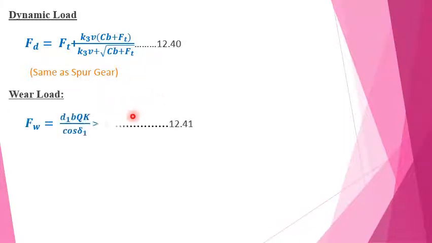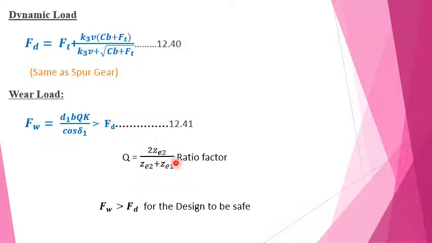Next, for wear load, we have the equation number 12.41 for the bevel gear given by Fw is equal to d1 bqk divided by cos delta 1, and this quantity should be greater than or equal to Ft, where Ft is the dynamic load. Here Q is given by the equation 2Ze2 divided by Ze2 plus Ze1, or the ratio factor. And for the design to be safe, always the wear load should be greater than the dynamic load.